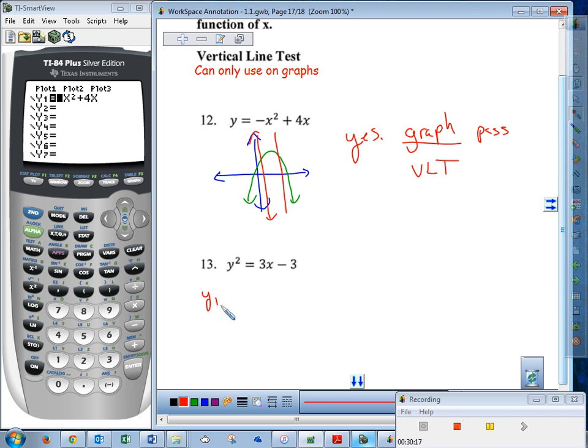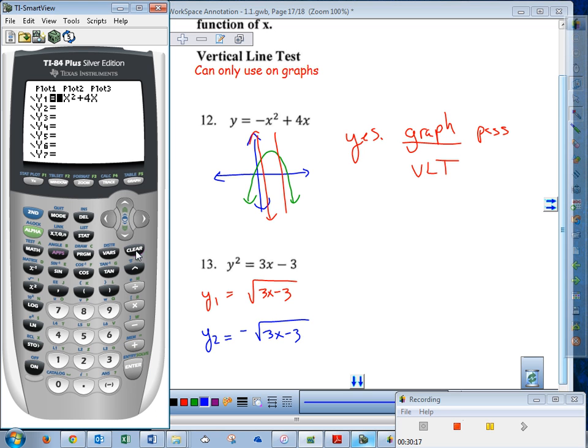You got y1. Why did I call it y1? Because that's where we're going to put it in our graphing calculator. y1 could equal the square root of 3x minus 3, right? Didn't I just square root both sides? And y2 will equal almost the exact same thing, but it's the negative square root of 3x minus 3, because you got the plus or the minus when you solved it, correct? And you've got to graph both things.